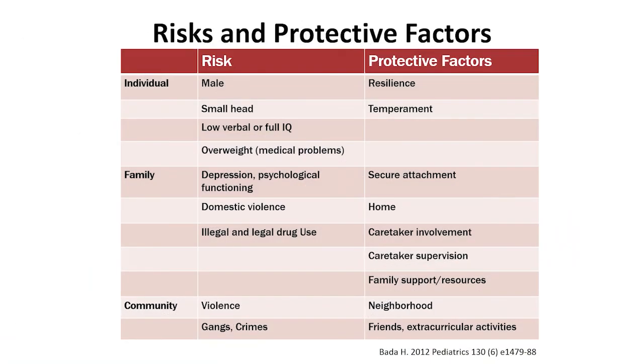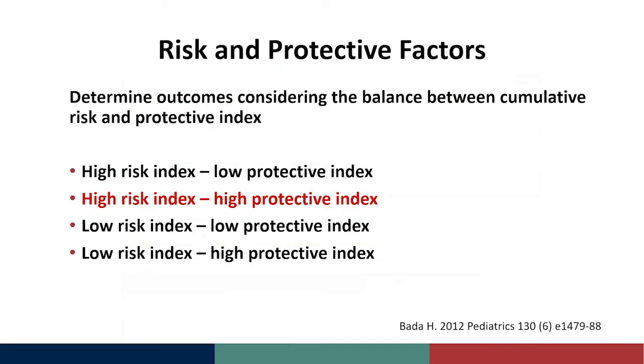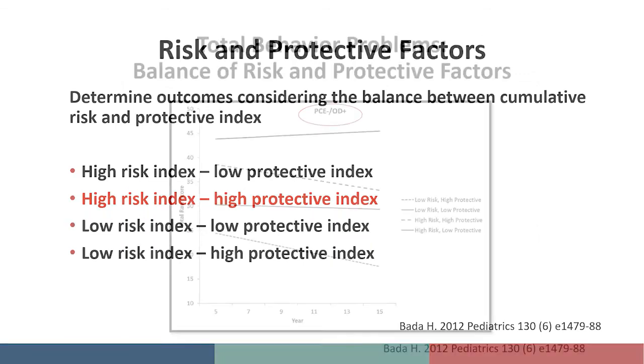So when we look at risk and protective factors in a study called the maternal lifestyle study, we look at risk and we look at the balance with the protective factors. So we have the individual, the family, and the community risk and protective factors. We were interested primarily in whether, if there is a high risk but also a high protective factors index, the child will do better.